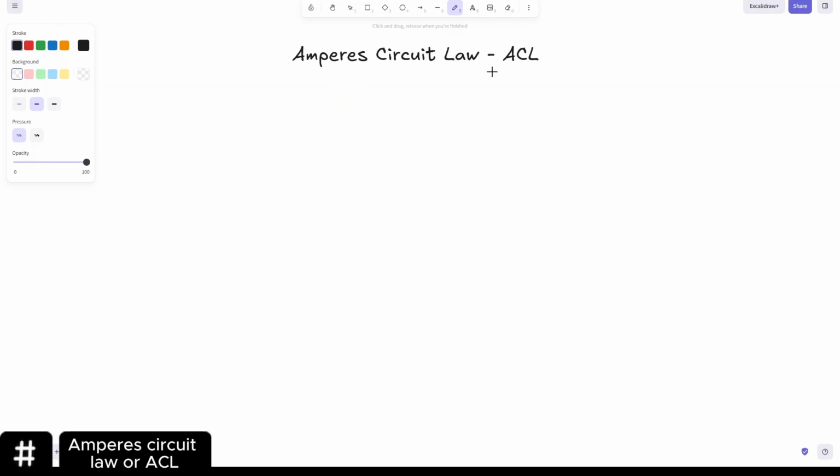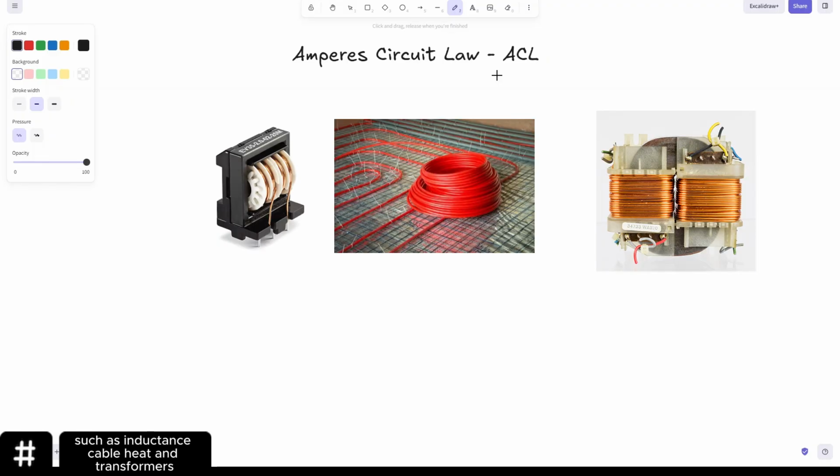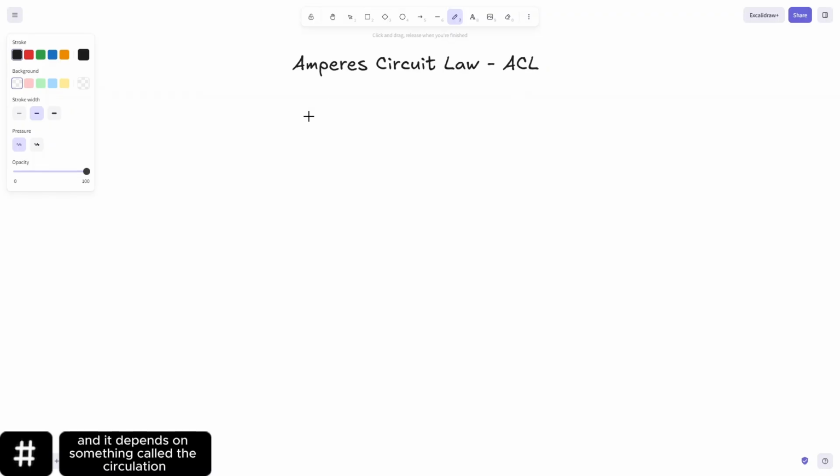Ampere's circuit law, or ACL. Why are we interested in relating current in a wire to the magnetic field intensity? The reason is that it's the foundation for a lot of things, such as inductance, cable heat, and transformers. So it's a good starting point. And it depends on something called the circulation.